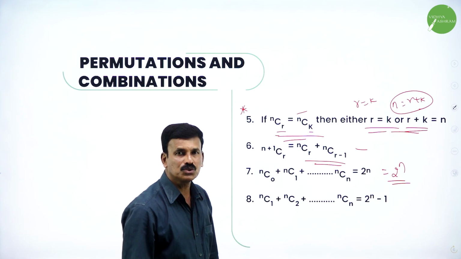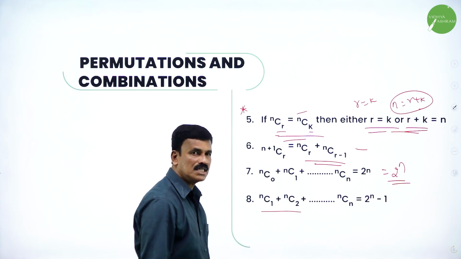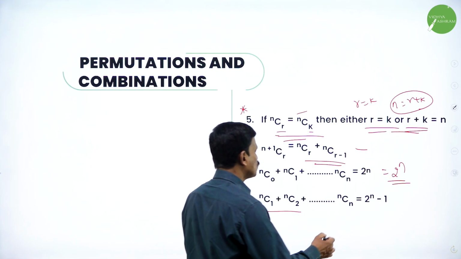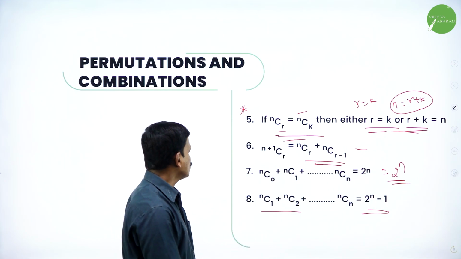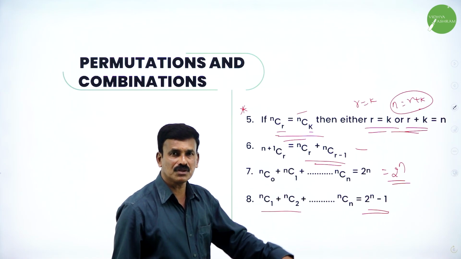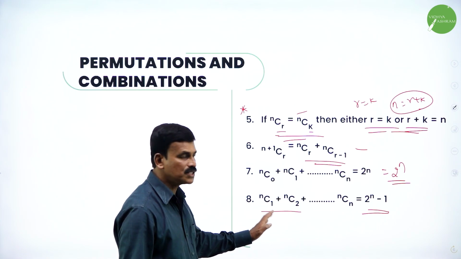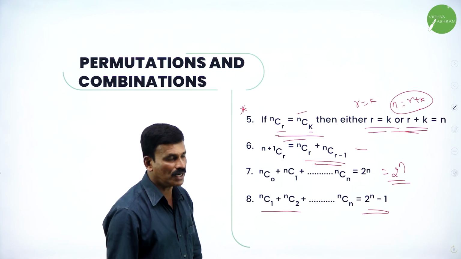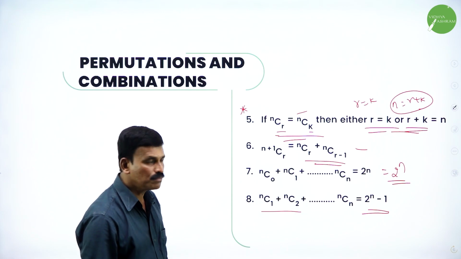NC0 plus NC1 plus NC2 plus ... plus NCn is always equal to 2 to the power of n. Similarly, other than NC0, NC1 plus NC2 plus NC3 etc. plus NCn is always equal to 2 to the power of n minus 1. These two formulas are very important. Here NC0 plus NC1 plus etc. plus NCn is equal to 2 to the power of n, whereas NC1 plus NC2 etc. plus NCn, starting from NC1, is equal to 2 to the power of n minus 1. So these are a few properties. Based on this, we are going to solve the problems.